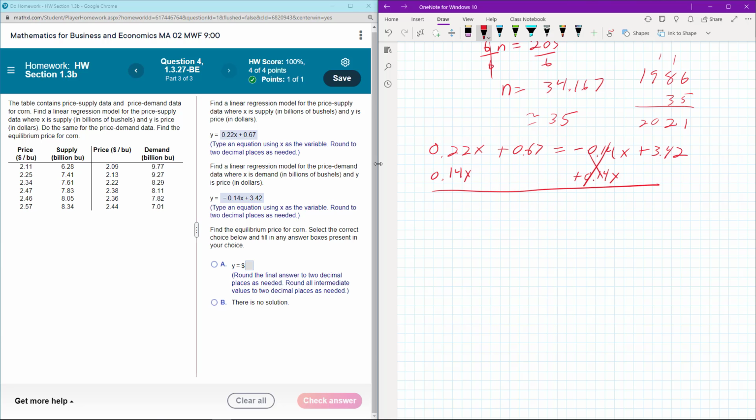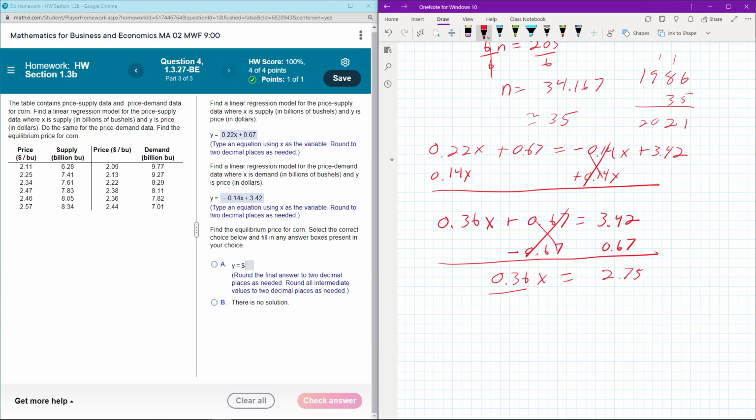Adding vertically, these cancel. Over here, I have 0.36x plus 0.67 equals 3.42. Now I want to subtract 0.67 from both sides. All right, and when I do, these cancel. And over here I have 2.75. So I will have 0.36x is equal to 2.75. Now I can divide both sides by 0.36. If I do, all I have over here is x.